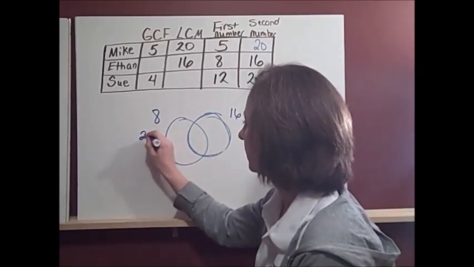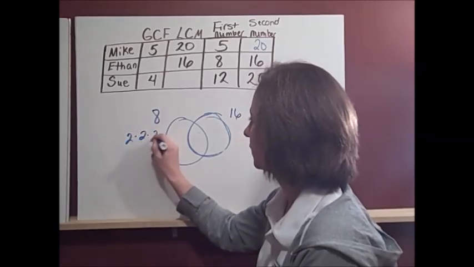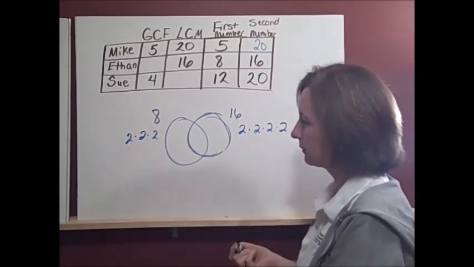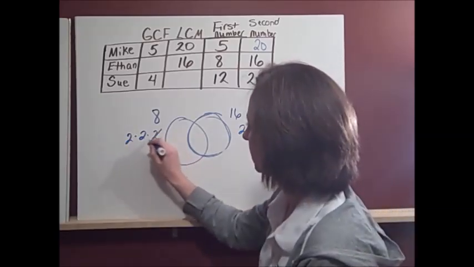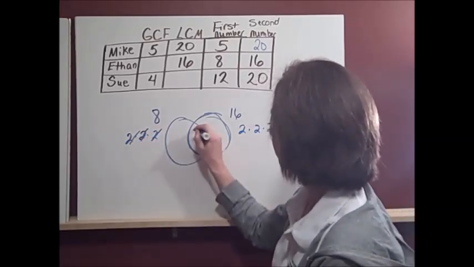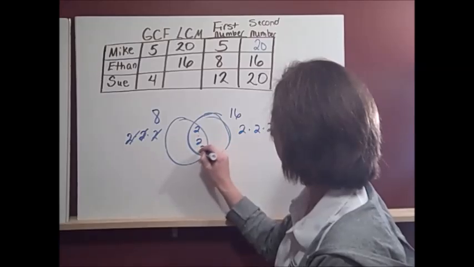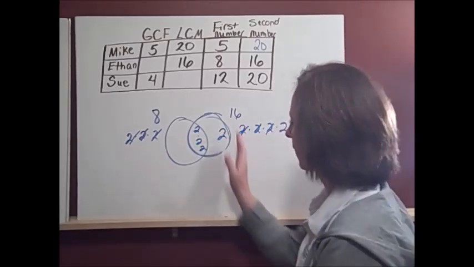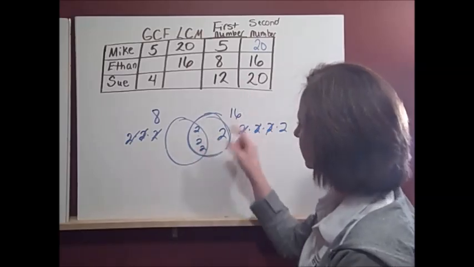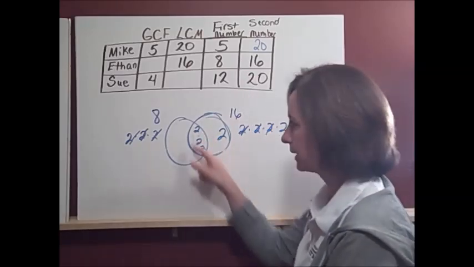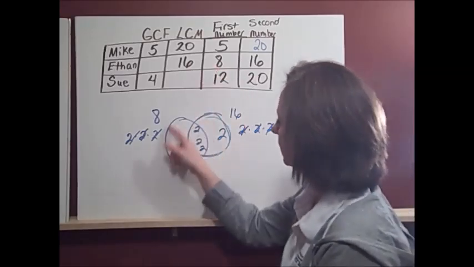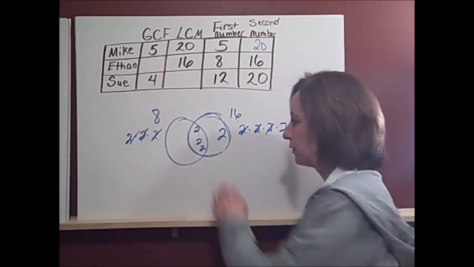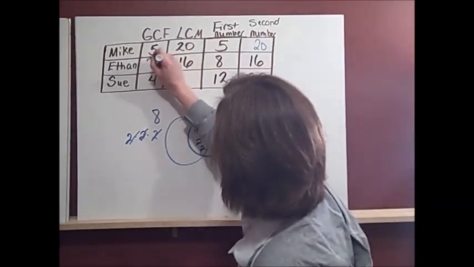Well, we remember that 8 is 2 times 2 times 2, and 16 is 2 times 2 times 2 times 2. So that means that 3 of them are going in the middle, and 1 goes here. So let's check to make sure we've got everything correct. The second number is 16. 2 times 2 times 2 times 2, that is definitely 16. The first number is 8. 2 times 2 times 2 is 8. So what is the greatest common factor? Well, here it is, 8.